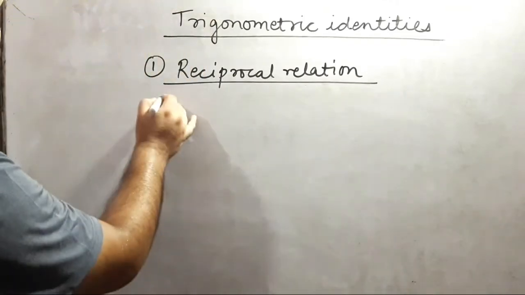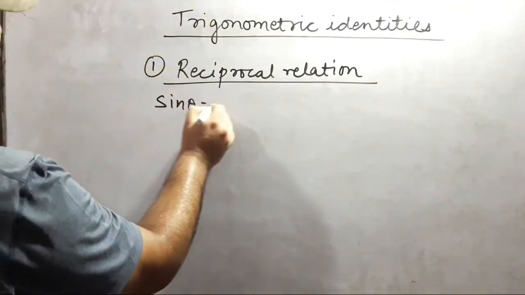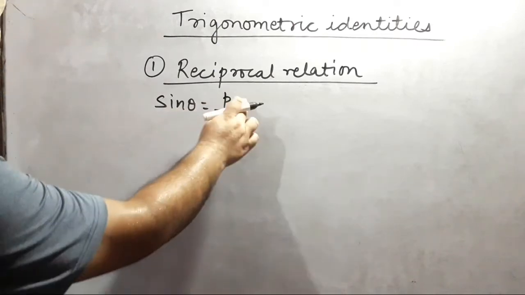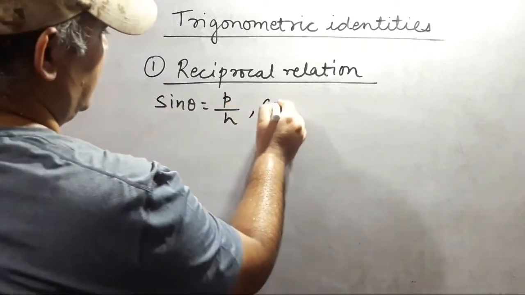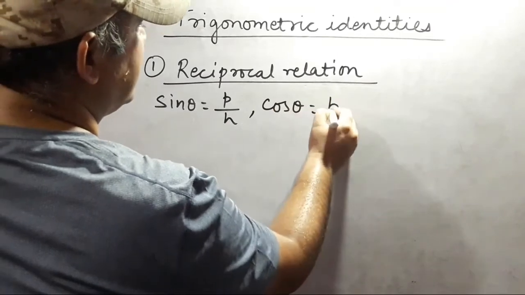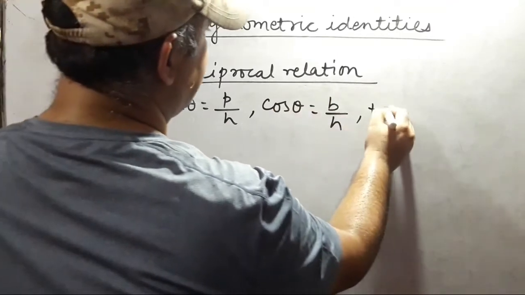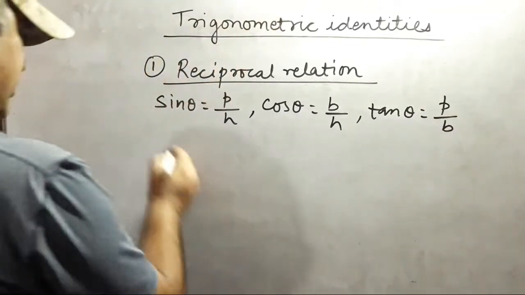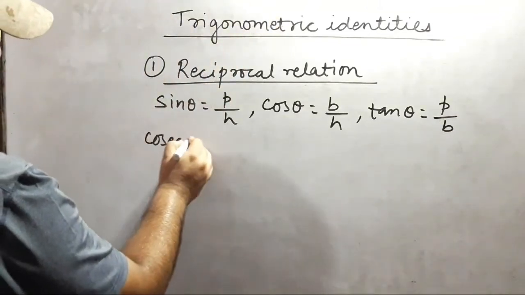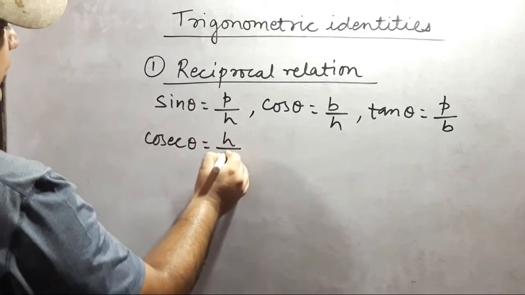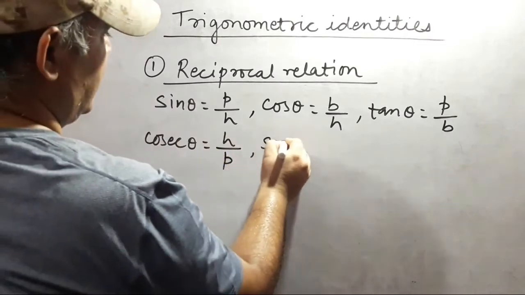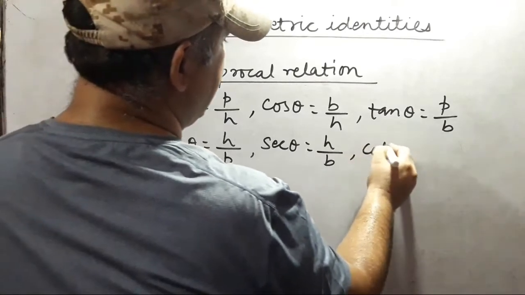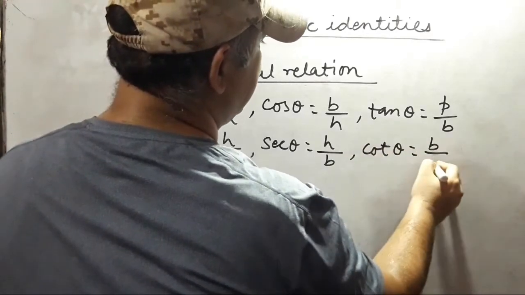As we know that sine theta is P by H, that is, the ratio of sine is perpendicular by hypotenuse. Cos theta is B by H, tan theta is P by B. Cosec theta is H by P, sec theta is H by B, and cot theta is B by P.